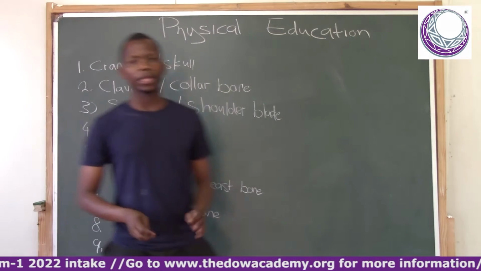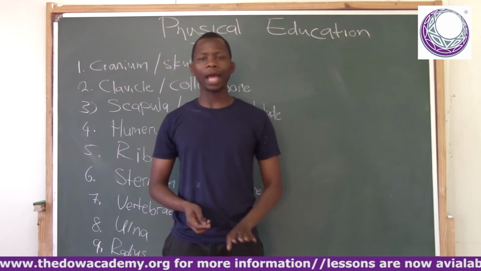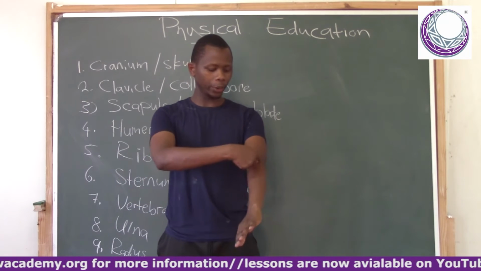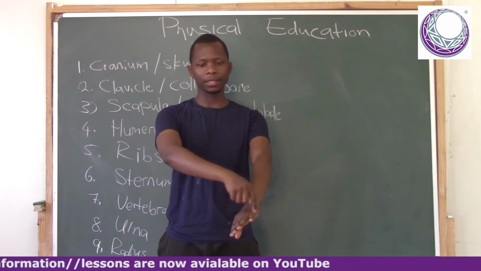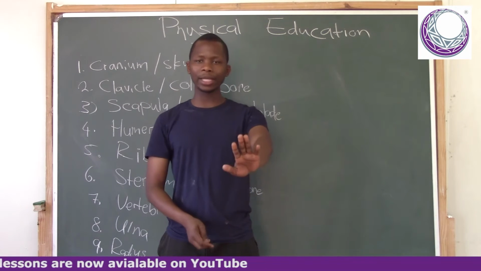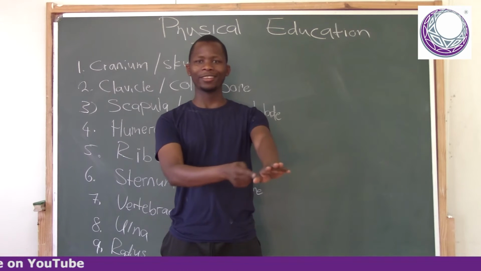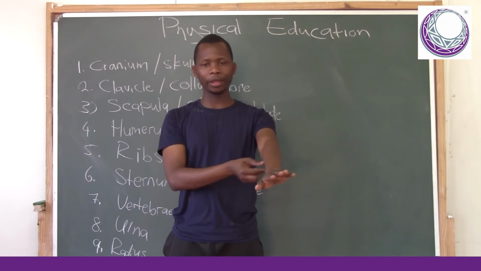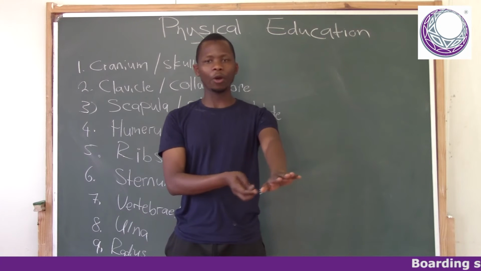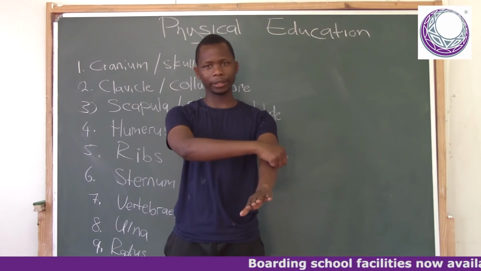These are two bones. For you to know the location, the ulna is located where? On the side of your pinky finger. Your radius is located on the side of your thumb. So ulna on the pinky side and radius on the thumb side. Your radius is the one which is bigger and thicker than your ulna.